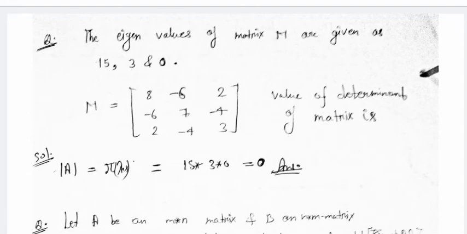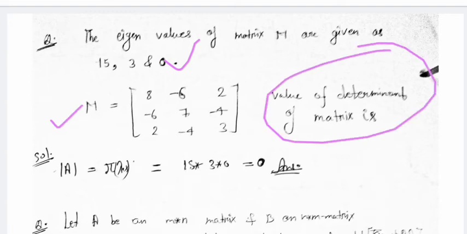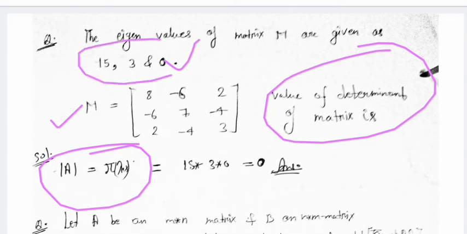So here the first question is given like this: the eigenvalues of the matrix are given as 15, 3 and 0, and the matrix is also given. Then what is the determinant of the matrix? We know the property of eigenvalues and eigenvectors: the determinant of the matrix is always equal to the product of the eigenvalues. So after multiplying all the eigenvalues 15, 3 and 0, we get 0. Why? Because 0 is given, so after multiplication with any number the answer is always 0.